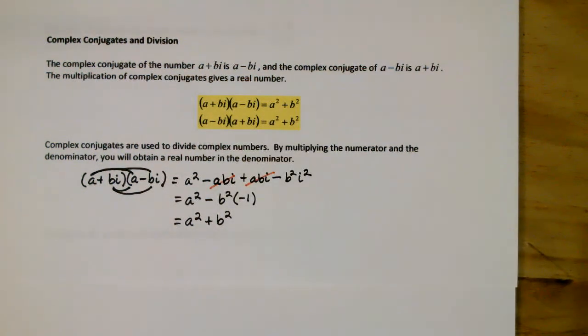Complex conjugates are used to divide complex numbers. By multiplying the numerator and the denominator, you will obtain a real number in the denominator. So here you're going to be multiplying the numerator and the denominator by the complex conjugate of that denominator. Like in this example. So let's say I want to divide and express the result in standard form. In this case here, we've got 3 minus 4i divided by 4 plus 3i.